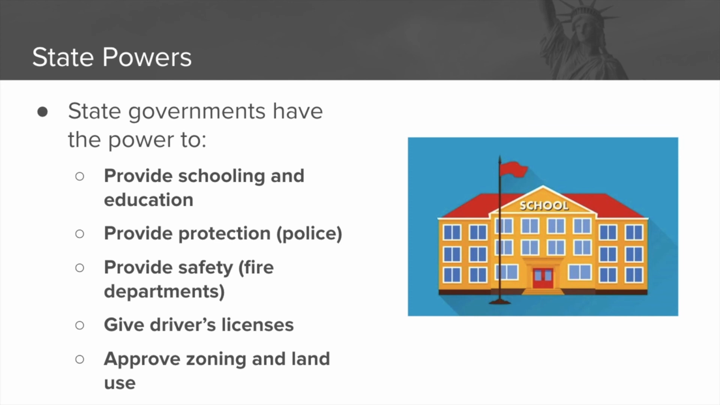And you'll notice that these state powers tend to be the things that impact your daily life more. Because state governments are more localized, they're probably what you're going to be interacting with on a more regular basis. So you might see police or fire departments in your community. You might go to the DMV to get a driver's license. You might send your kids to school or go to school yourself. And zoning and land use may be less obvious, but it definitely plays a big role in the way your city or town looks.